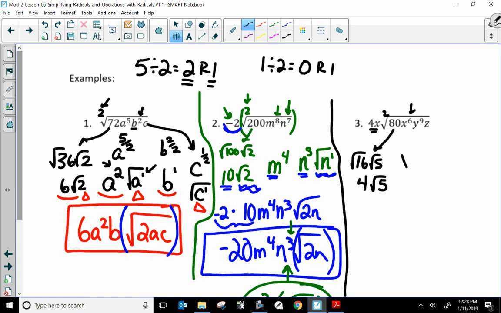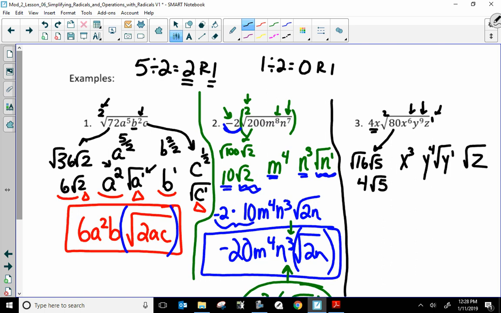2 goes into 6 3 times with a remainder of 0. So x to the 3 comes out and nothing remains in. 2 goes into 9 4 times, so 4 y's come out with a remainder of 1. So 1 remains under the radical. And 2 does not even go into 1 at all. I can't take anything out for my z. That's just going to remain under my radical.